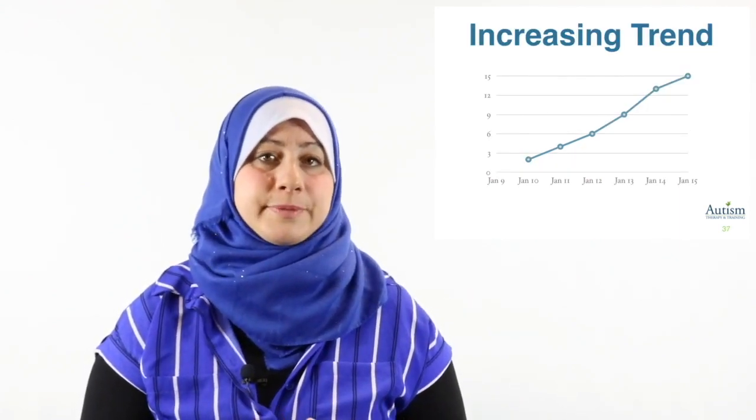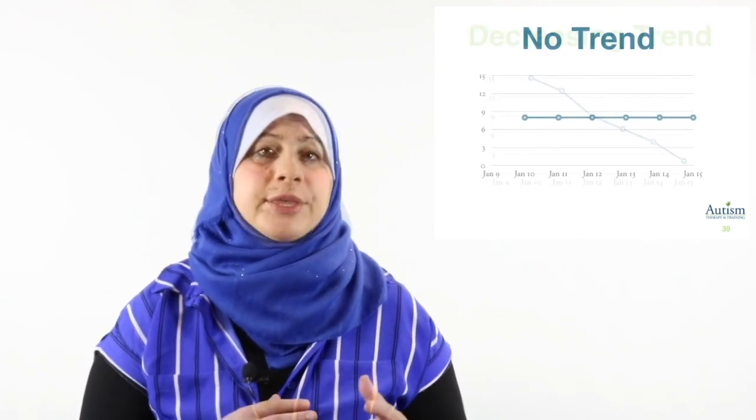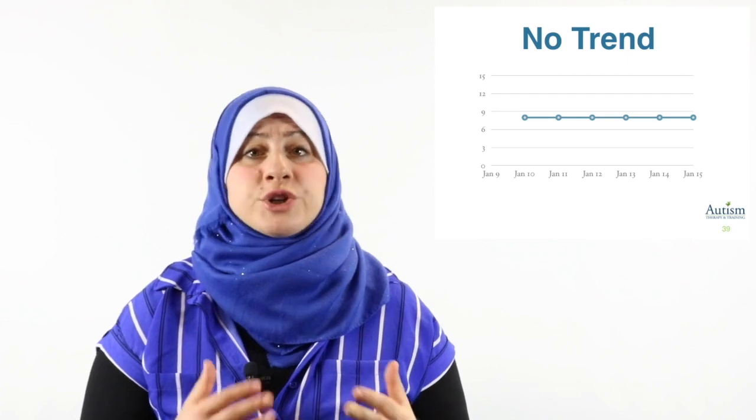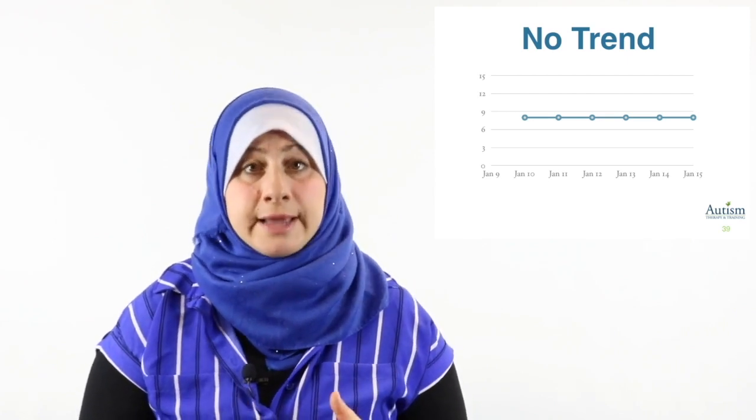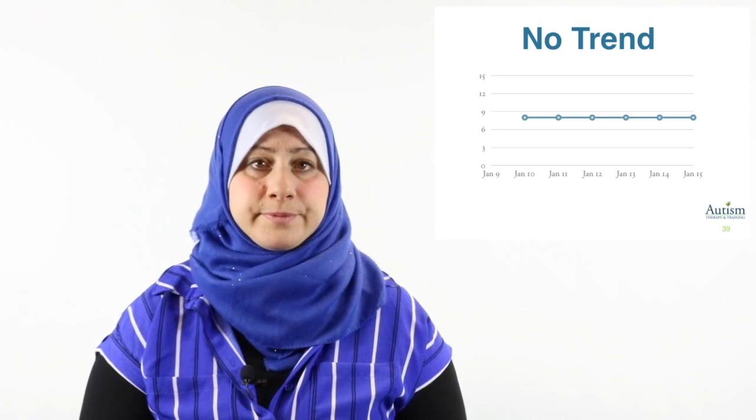This graph shows an increasing trend, while this graph shows a decreasing trend. This graph shows no trend, which means the behavior is flatlining. Again, this is a graph of concern. Behaviors should never flatline. If they are, that means the program or protocol are not effective. The y-axis scale should always start at 0. It can go up by singles, 2s, 5s, 10s, or other multiples depending on the data being collected.